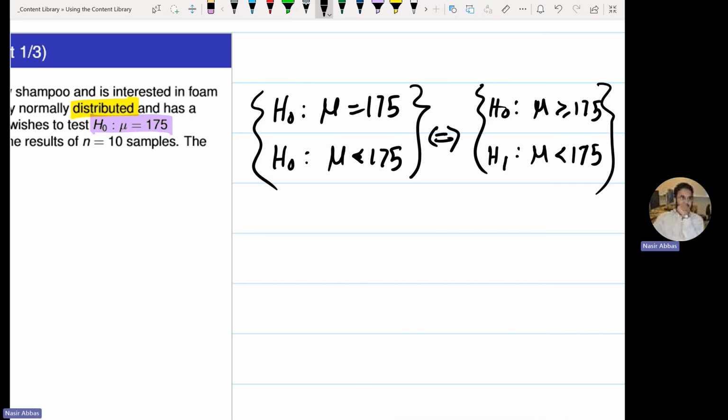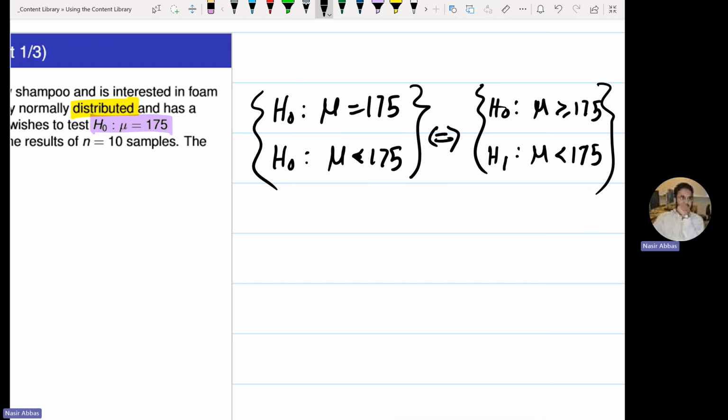The testing procedure does not depend upon the sign of H naught. You have seen it repeatedly that the testing procedure depends upon the sign of H1. So in exam, if you see a question that tests mu equals 175 against less than 175, this is actually a lower-sided question.